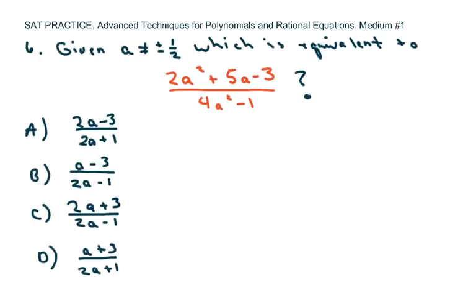Hey everyone, we are doing SAT practice involving advanced techniques for polynomials and rational equations. This is the medium set, part 1, and it's given that a can't equal plus or minus 1/2. That's mainly because if you plug in plus or minus 1/2 in this denominator here, you'll get 0, and you can't divide by 0. So they just have to tell you that.